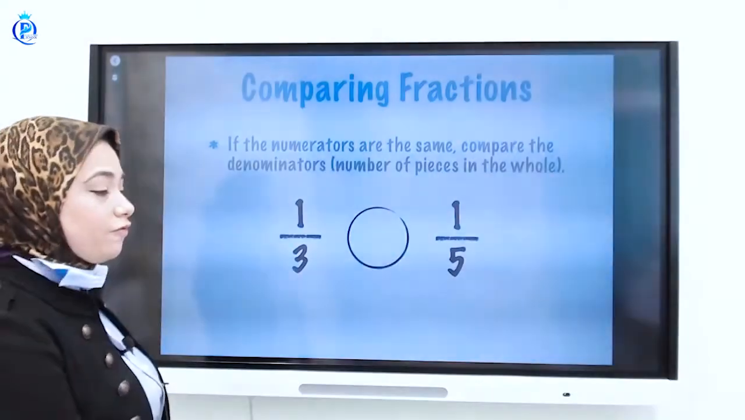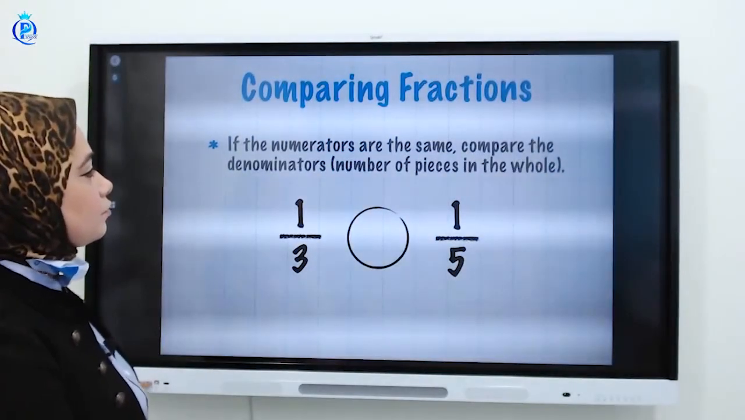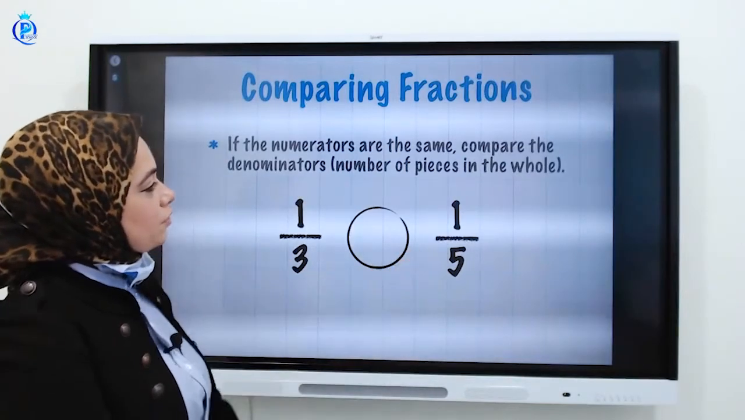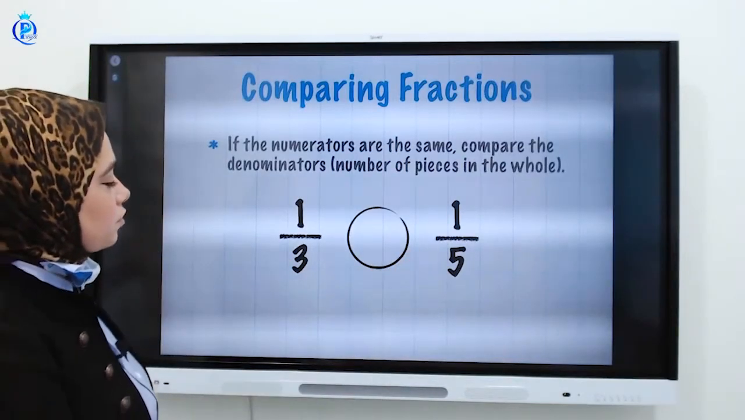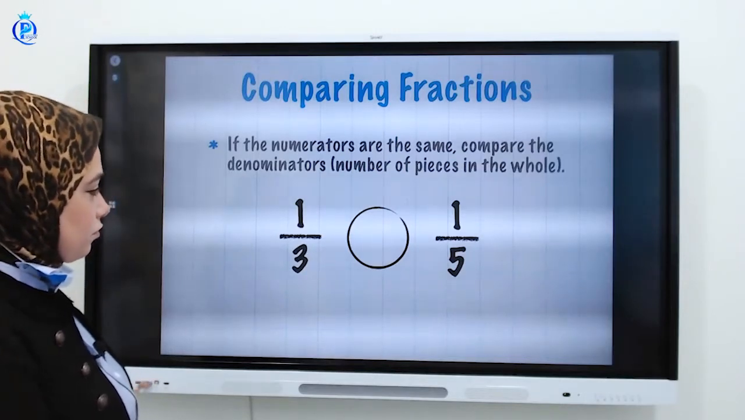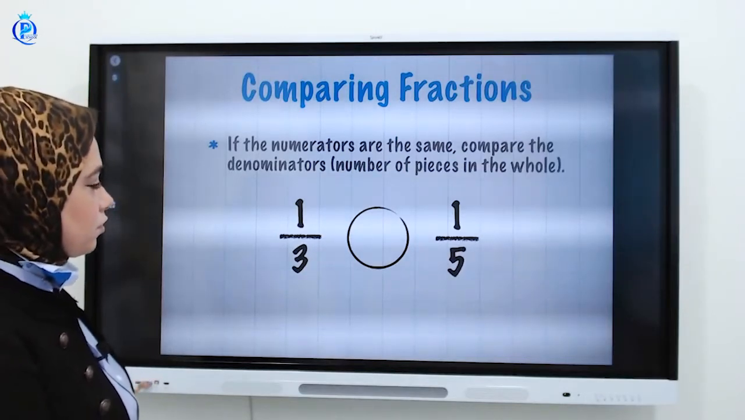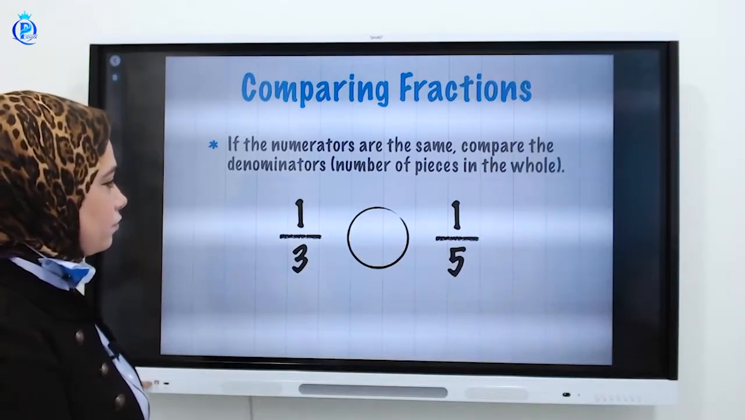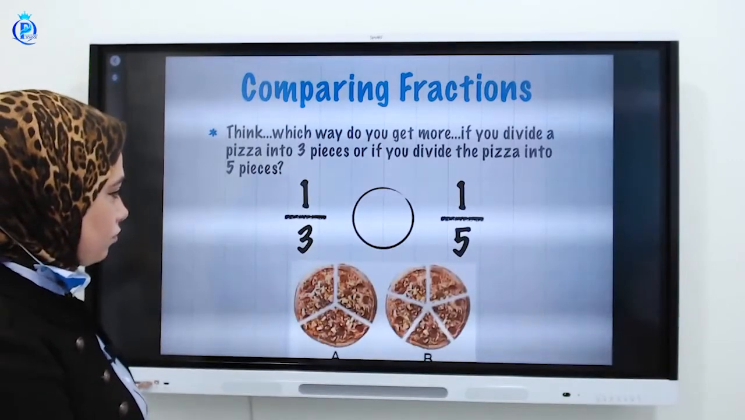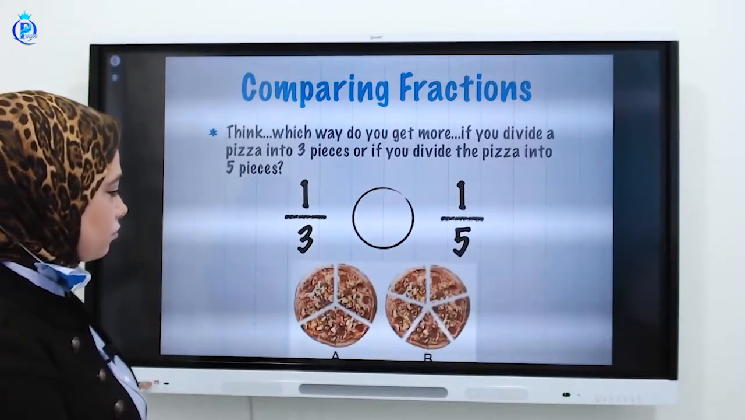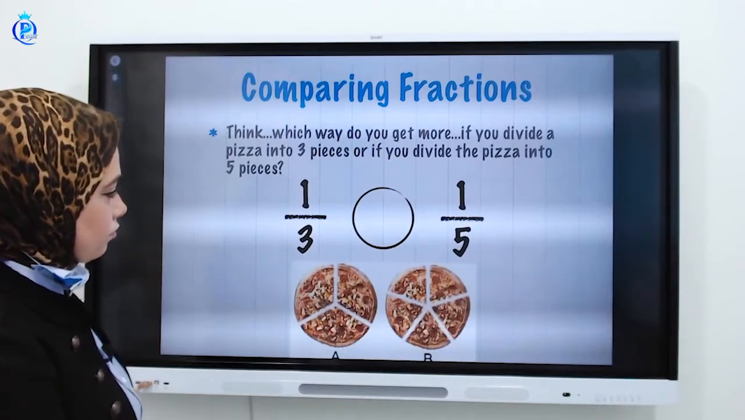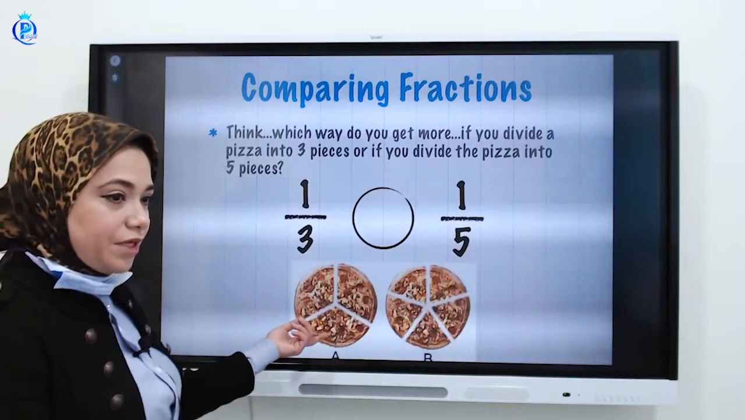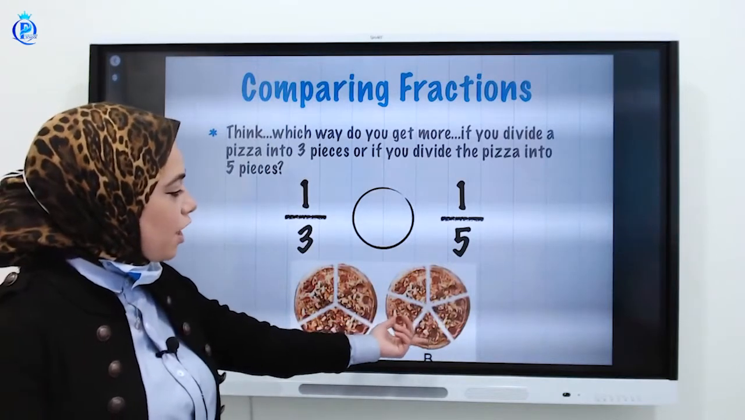Now let's compare fractions. We're comparing 1/3 and 1/5. Look at this. I see both of them have a numerator of 1. And the denominator, I see 3 and 5. And I'm going to compare my denominators. That's the number of pieces in the whole. And when I'm comparing denominators, I want to think, which way am I going to get more? If I divide a pizza into 3 pieces, or into 5 pieces?